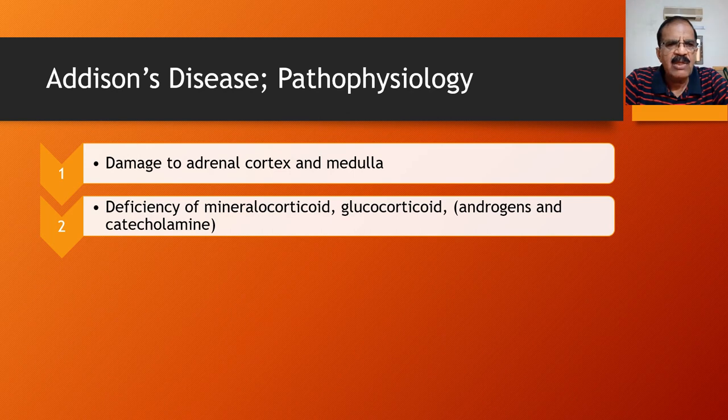Androgens and catecholamines may also be deficient, but androgens, as I said, in men, since there is another source of androgen like the testes, there would probably be no effect of androgen deficiency in men. In women also there may be very subtle manifestation. Catecholamines, again, in autoimmune Addison disease, the medulla may be spared.